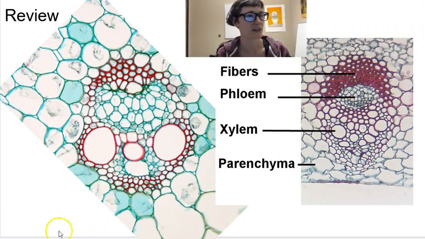Alright, so there's some with some labels. You can pause on this slide if you'd like to. And then I will save the rest of these slides for our roots and shoots lectures. Okay, I think you have all you need for this week's lab.